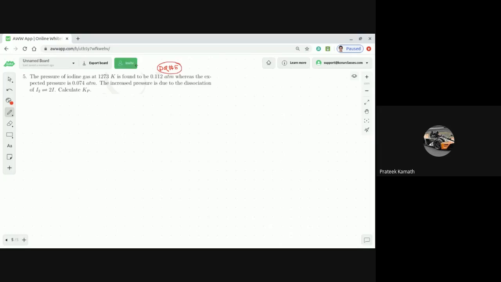Sir, KP is 0.1575 atm square. Correct, you are absolutely correct. What about you, dear Shrestha and Tejas?